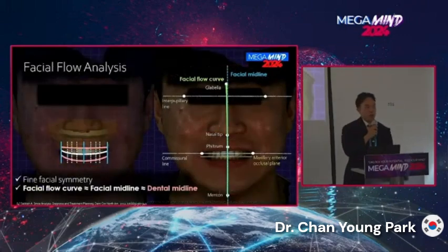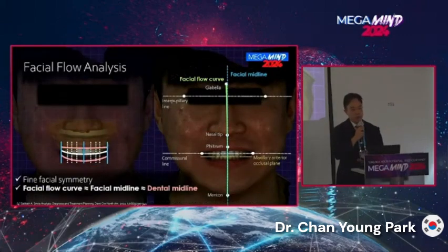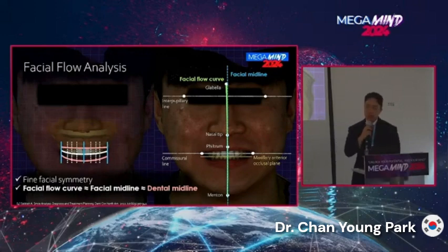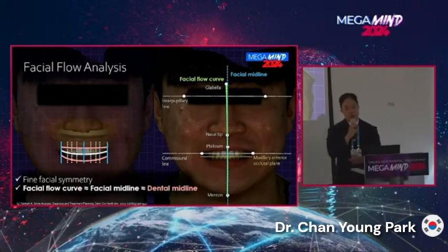And double checking with the facial scan, according to the facial flow analysis, this patient showed quite fine facial symmetry. So the facial flow curve and the facial midline almost coincided together, so that the dental midline, without any problems, could be easily formed coinciding with the facial midline. And the smile line was parallel to the horizontal landmarks of the facial features as well.